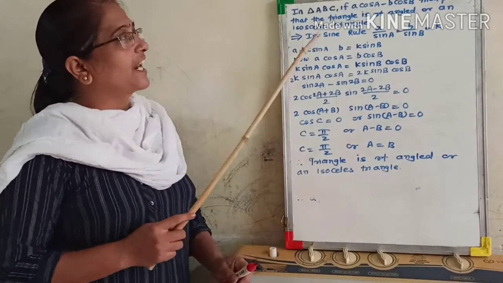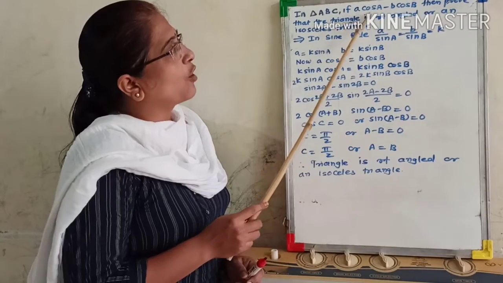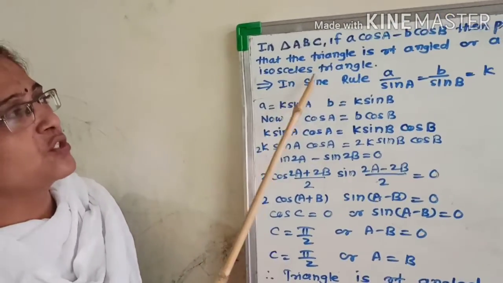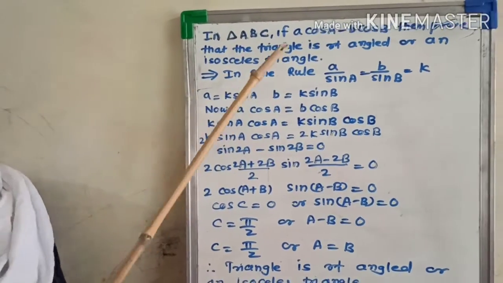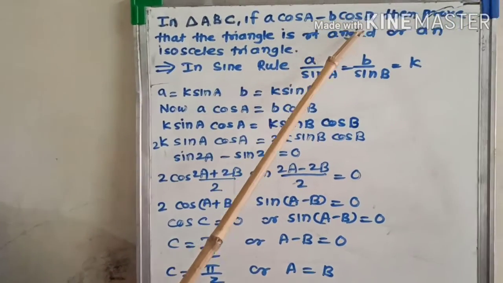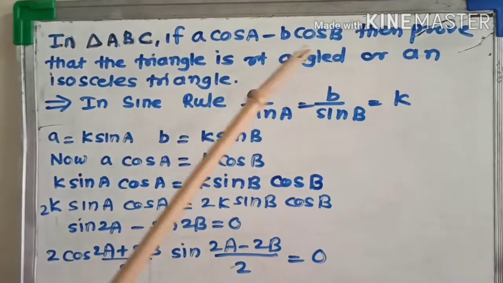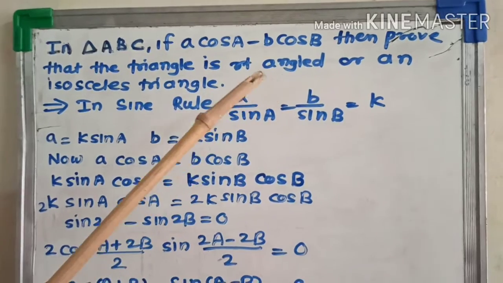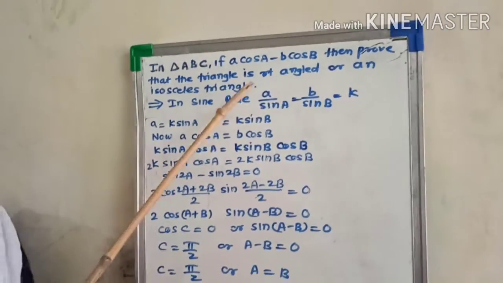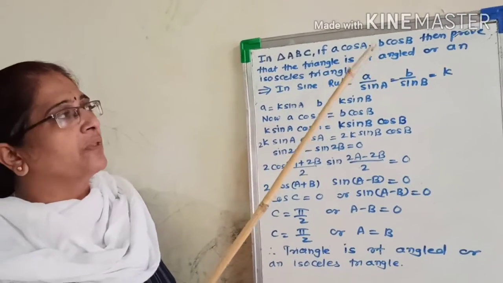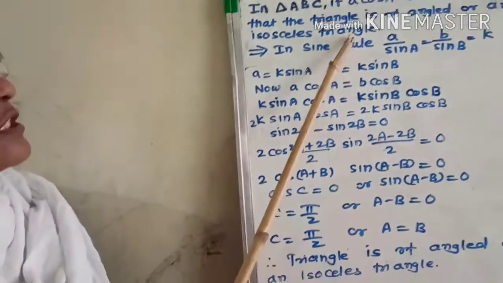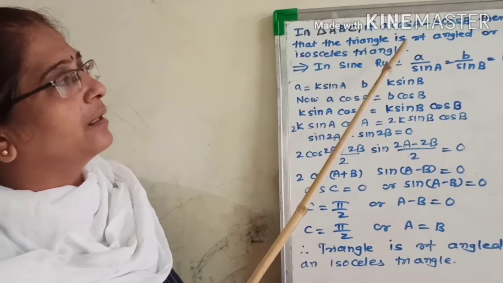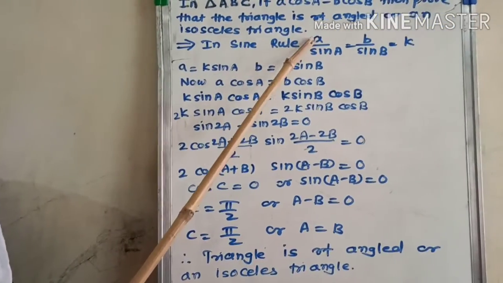Next example: in triangle ABC, if a cos A is equal to b cos B, then prove that the triangle is a right angle or an isosceles triangle. So friends, you are given a cos A minus b cos B equal to 0. Then prove that the triangle is right angled or isosceles. Right angle means one angle will be a right angle, and isosceles means two sides are equal. So here we have to prove that one angle is a right angle or two sides are equal.